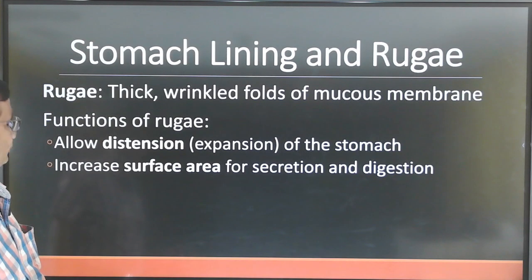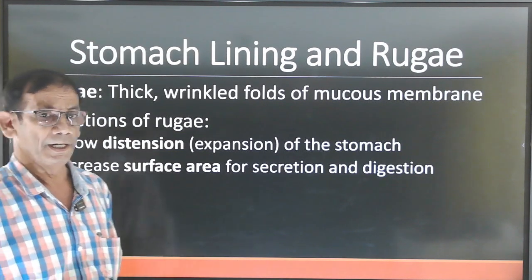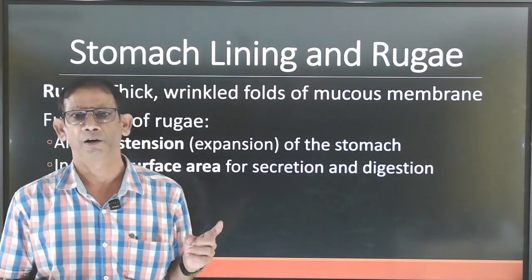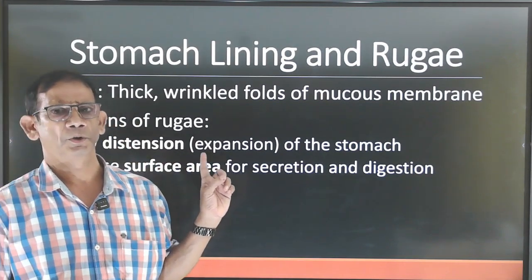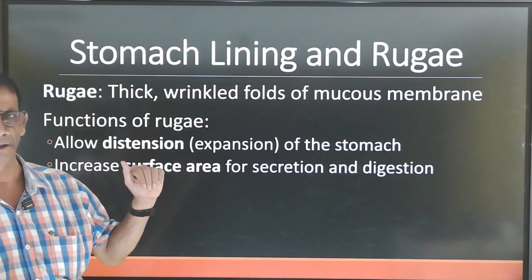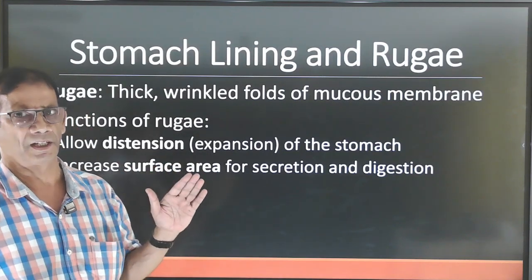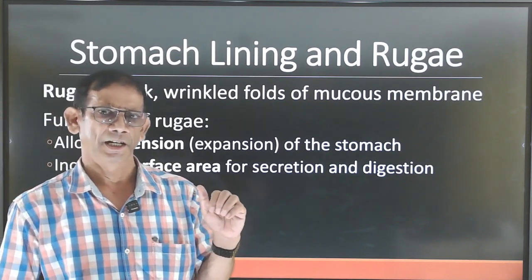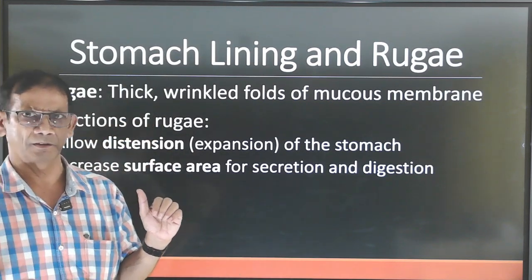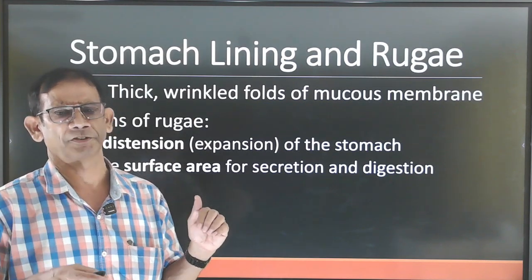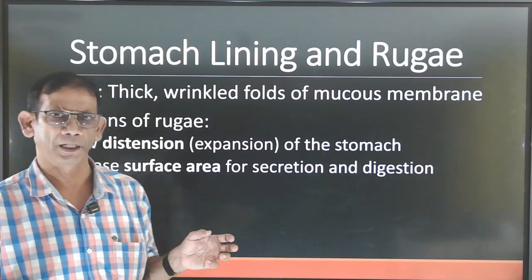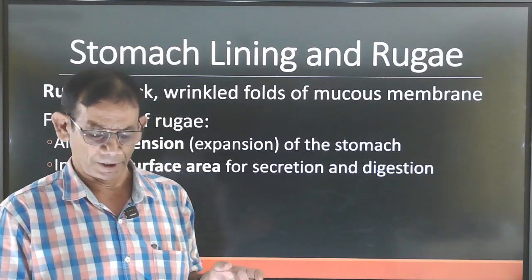Besides this, there is another stomach lining found internally, which is called rugae, which is very thick and present in the mucous layer. As it is a thick and very folded structure, it helps in the surface extension of the stomach internally, so that the stomach can take more food at a time.